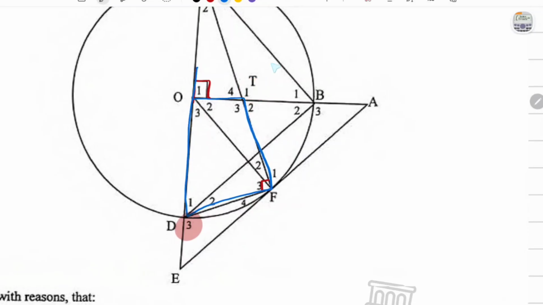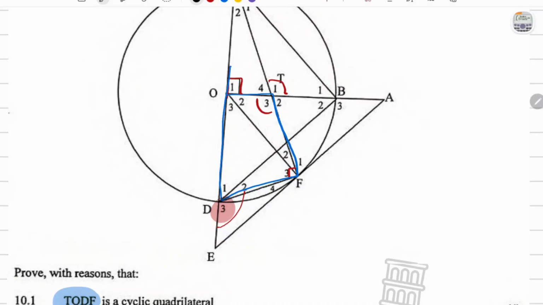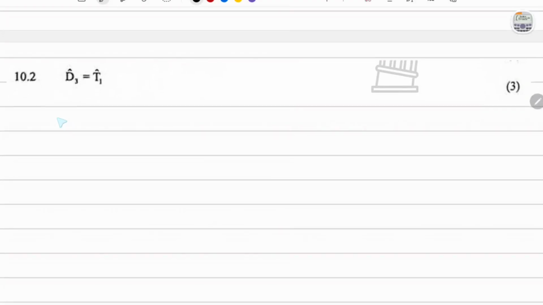So with that being said, do you see that T1 is vertically opposite T3? So those are equal. And T3 is the interior angle of this cyclic quadrilateral. And you see that D3 is an exterior angle, because it's D, F, T, so from there to there, that is an exterior angle. D3 is the exterior angle. So first of all, T1 is equal to angle T3, and that was because of vertically opposite angles.